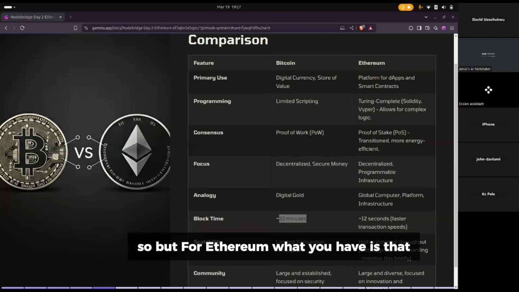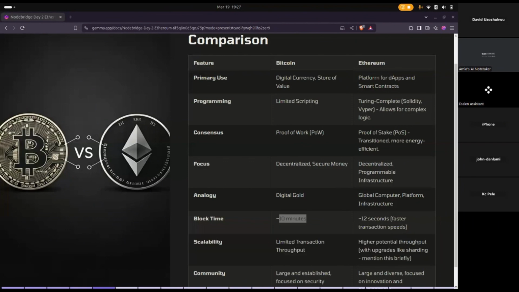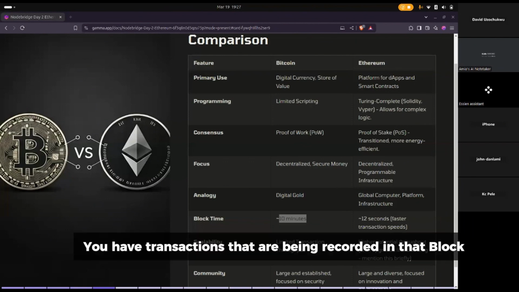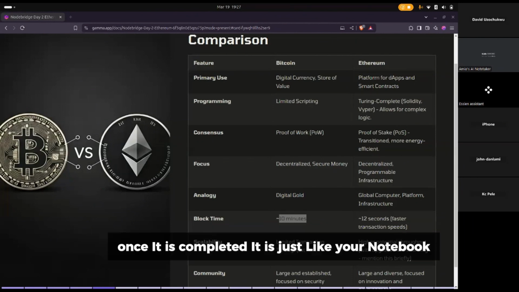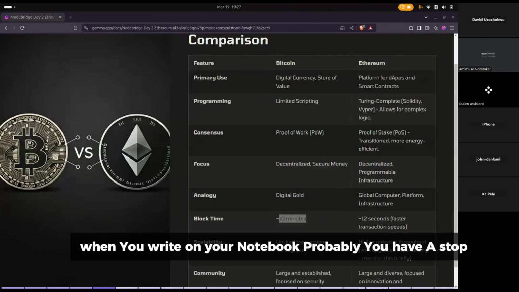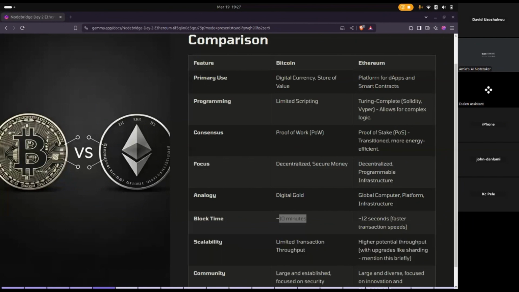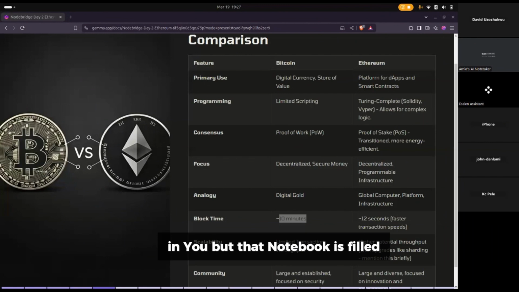But for Ethereum, within that time, you have transactions that are being recorded in that block. Once it is completed, it is just like your notebook. When you write in your notebook, probably you have a store and somebody is owing you, but that notebook is filled.